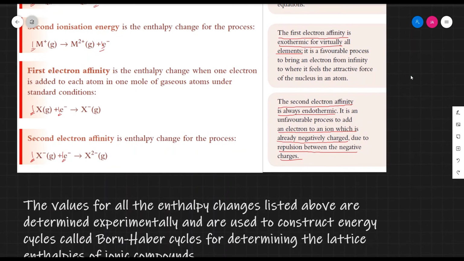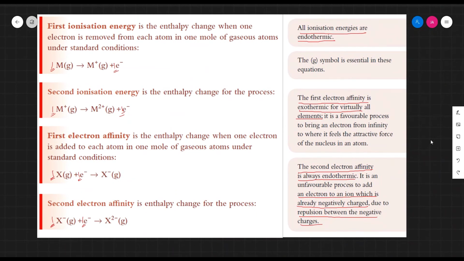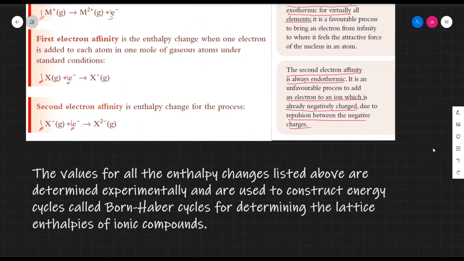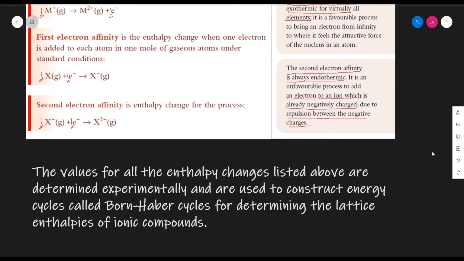One other new definition is the lattice enthalpy, which is for ionic compounds. As you can notice from the term lattice, which is the structure of ionic compounds, they have giant lattice structures. I will cover that in a bit. I've stated here that the values above that I have just discussed, the enthalpy change of atomization, the first and second ionization energies, first and second electron affinities, are all experimentally determined values, and thus they are accurate values, and they will be used to construct energy cycles known as the Born-Haber cycles.